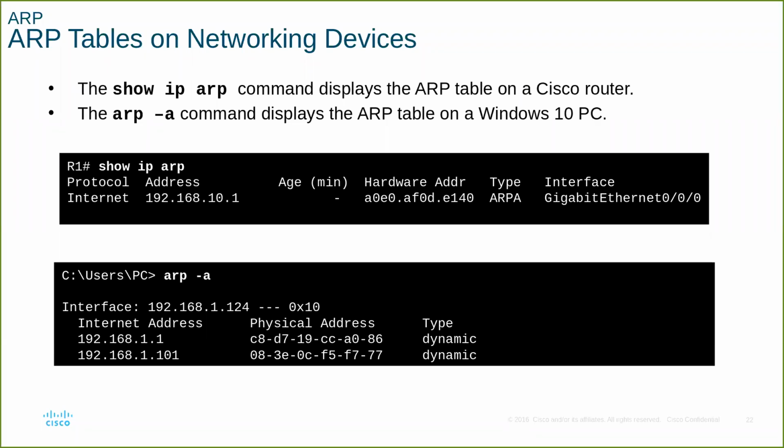ARP tables on networking devices. If you log into your router, this is the command to type to check your ARP table: show ip arp. This is going to give you the ARP table. You can see in this table, you have one physical address, one logical IP address, and this is the MAC address of that device, and it is connected to gigabit 0/0. That is in the routers. If you go to a Windows PC, go to command prompt and type arp -a, it will also give you IP addresses and their MAC addresses.